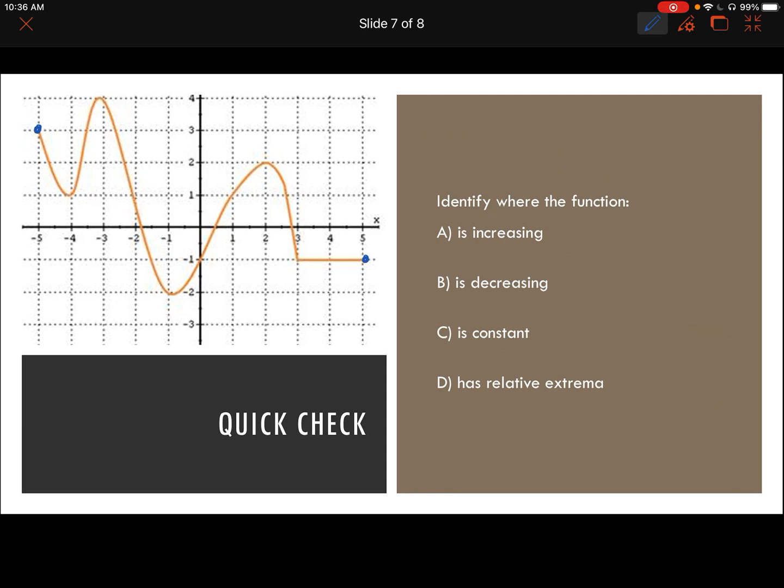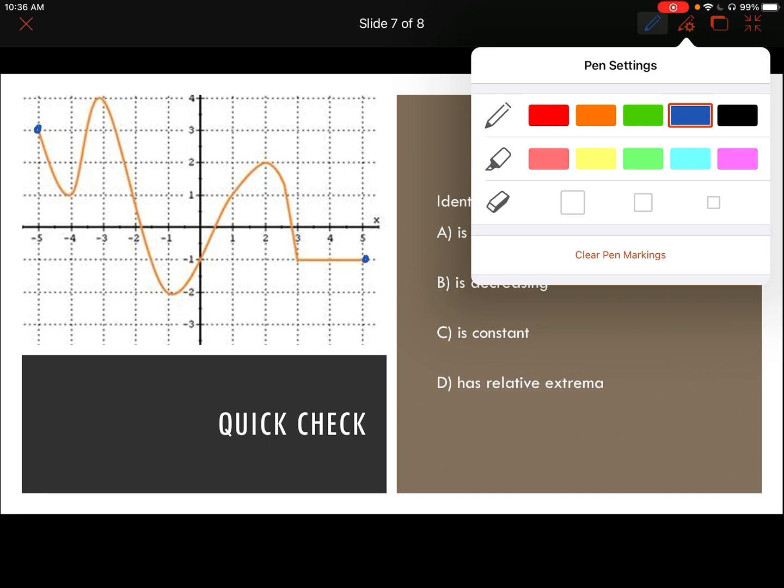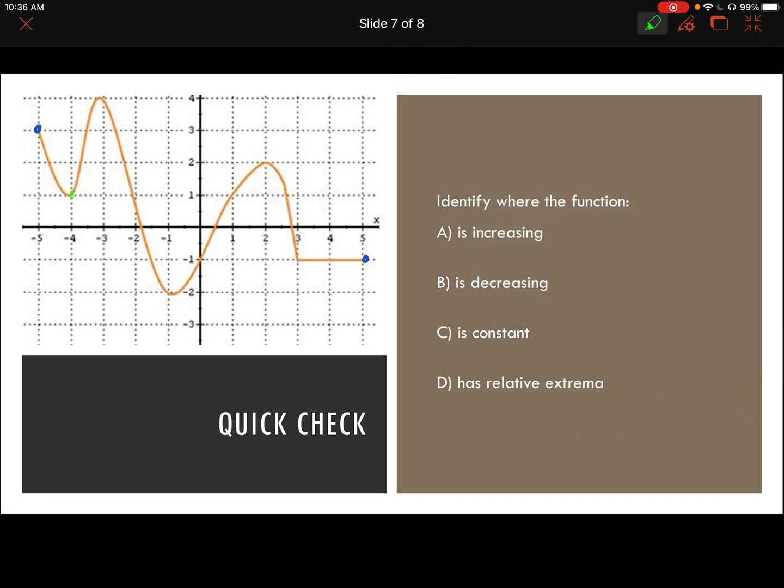All right, so you should have determined that the function is increasing where the graph is going up. We said we would use green to highlight increasing. So from -4 to -3, the graph is increasing. And also from -1 to +2, the function is also increasing. So we have two different intervals: from -4 to -3, union, -1 to 2.